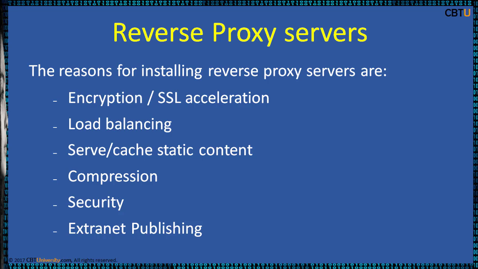Server cache static content: a reverse proxy can offload the web servers by caching static content like pictures and other graphic content. Compression: a proxy server can optimize and compress the content to speed up the load time. Security: the proxy server is an additional layer of defense and can protect against some OS and web server specific attacks. Extranet publishing: a reverse proxy server facing the internet can be used to communicate to a firewall server internal to an organization, providing extranet access to some functions while keeping the servers behind the firewalls.